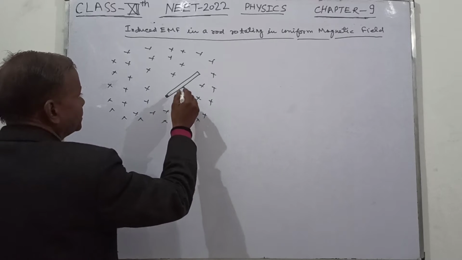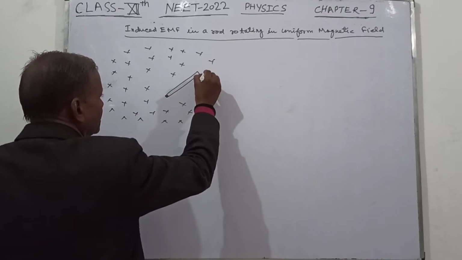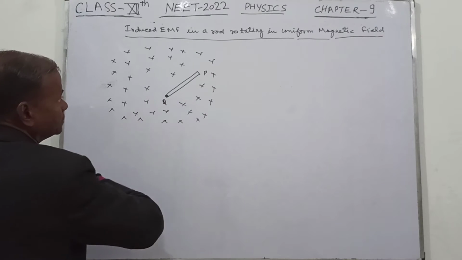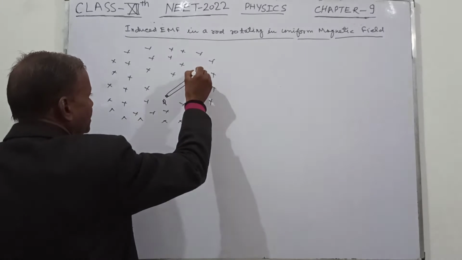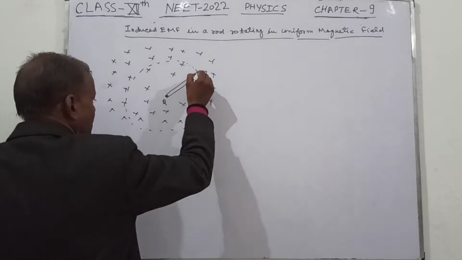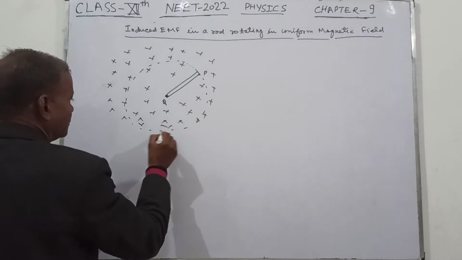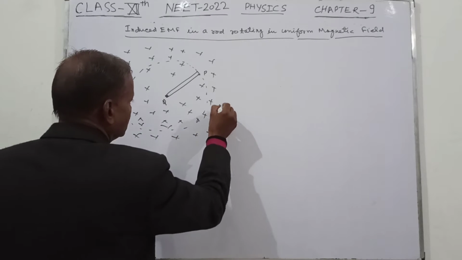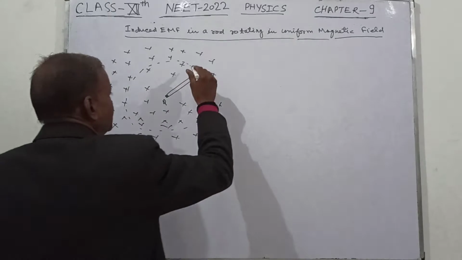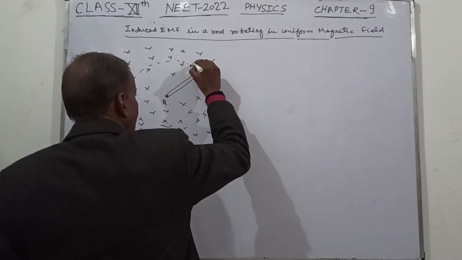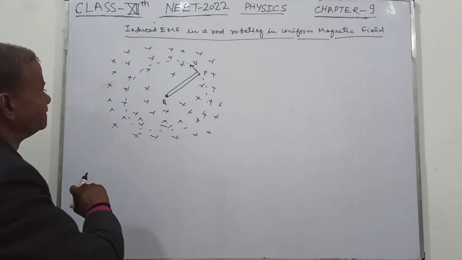This is the point P and this is the point Q. This point Q is fixed and this rod is being rotated like this, in this way. This is being rotated with velocity v. It has the velocity v.